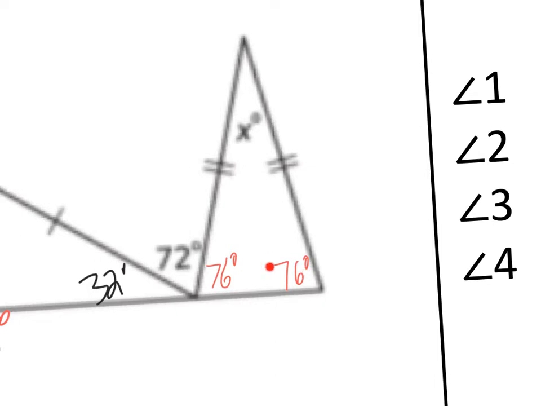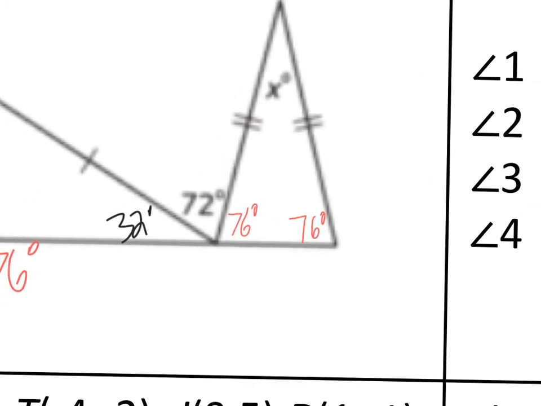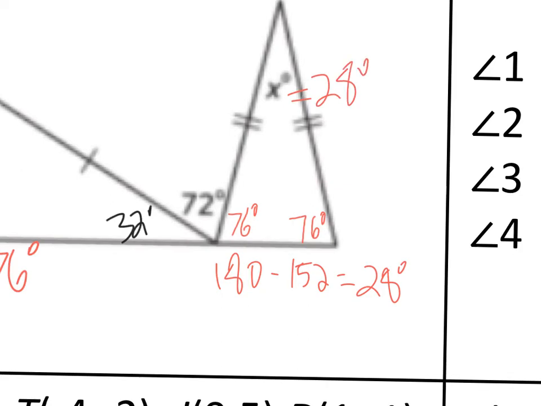And so if they're both 76 degrees, oh well, why do I know they're both 76 degrees? Because it's on an isosceles triangle, and these are the base angles, and base angles are congruent. So if these two are 76, they add up to 152. And so I'm going to just do 180 minus 152, and that'll give me 28 degrees. And that is what x is going to equal. So, yeah, that was fun, wasn't it?